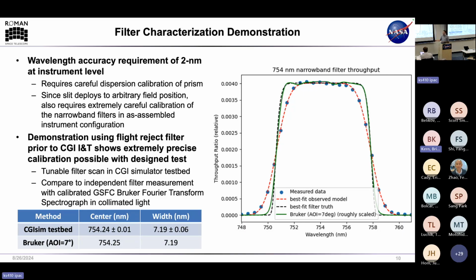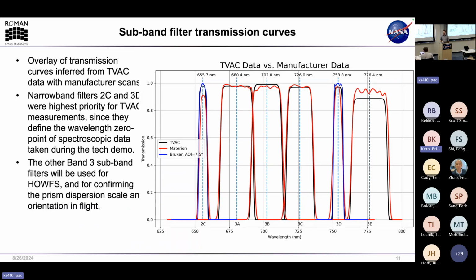And here is an example of a Bruker scan at Goddard, and then an actual measurement of a spare filter on our test bed. When we forward model the actual dispersion profile of the test equipment we have, we can then take the red dash curve, map it to the black curve, and show that it matches the actual Bruker at that exact same angle of incidence to an extreme level of precision. So with that, we knew we could move forward and do that to as many of the filters as we could get away with, at least in CGI during TVAC. So this is just an overlay of all of those measurements.